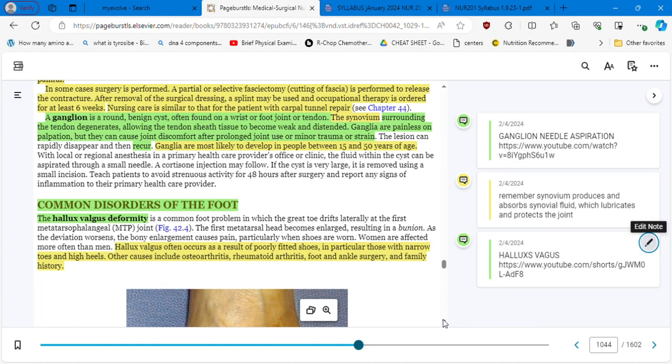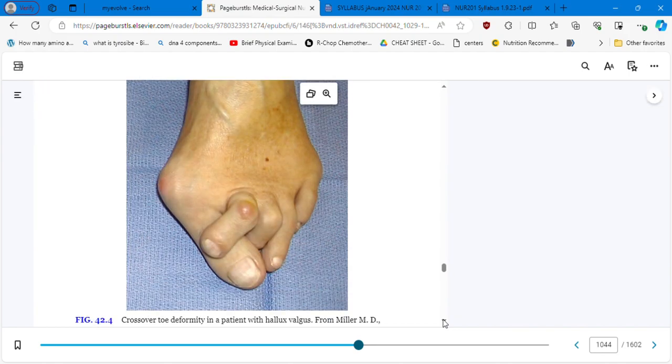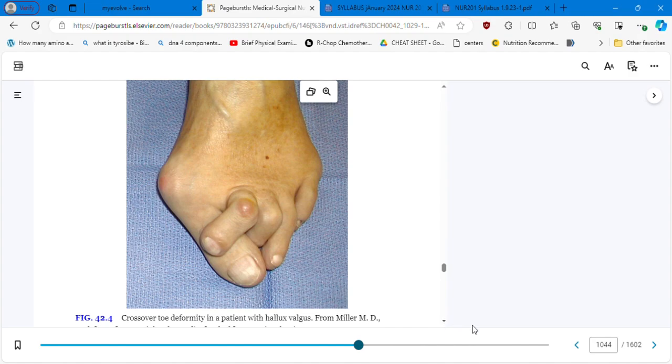So this is, for example, crossover toe deformity in a patient with hallux valgus. It should be stages, right, or degrees. This would be like a stage 6. It's very dramatic.